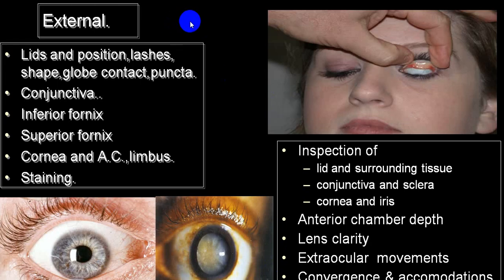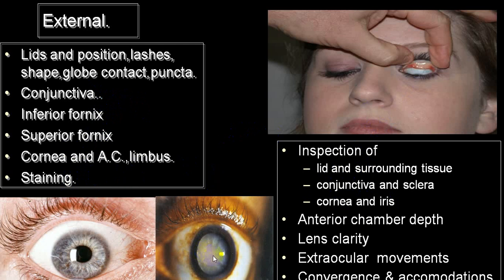So first we call it an external examination, in which we look at the lids, lid position, eyelashes, shape, globe, contacts, etc. We look at all those. So lids, surrounding tissue, conjunctiva, sclera, cornea, iris, because any abnormality in these structures can also have effect on acuity of vision. So you look at the conjunctiva, inferior fornix, superior fornix, cornea, limbus, all those structures.